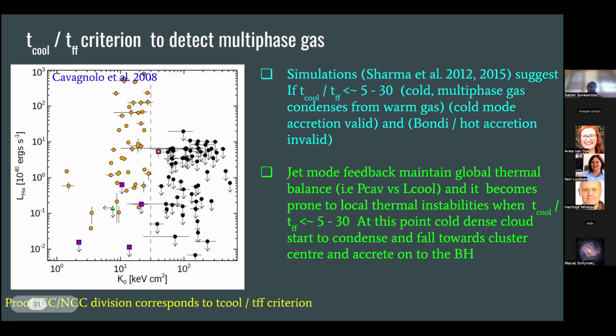If you look at the left plot, you can see the central entropy. There is a clear dichotomy: those objects which emit H-alpha are placed below 30 keV cm squared, and those which don't emit H-alpha have entropy above 30. So this indicates that this criterion is important to detect multiphase gas in these systems.